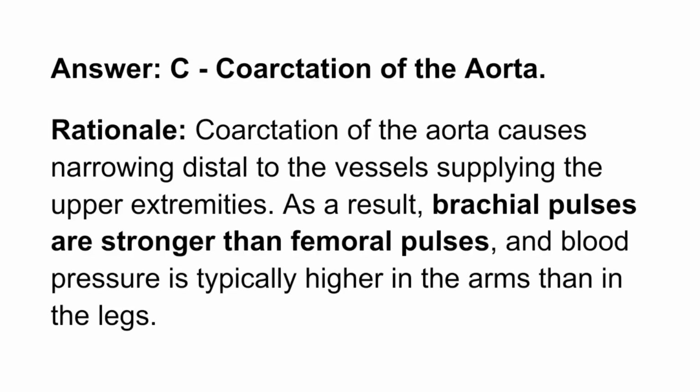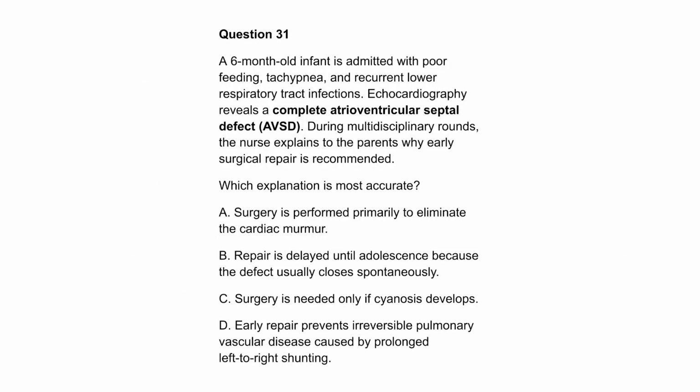Coarctation of the aorta causes narrowing distal to the vessels supplying the upper extremities. As a result, brachial pulses are stronger than femoral pulses, and blood pressure is typically higher in the arms than in the legs.